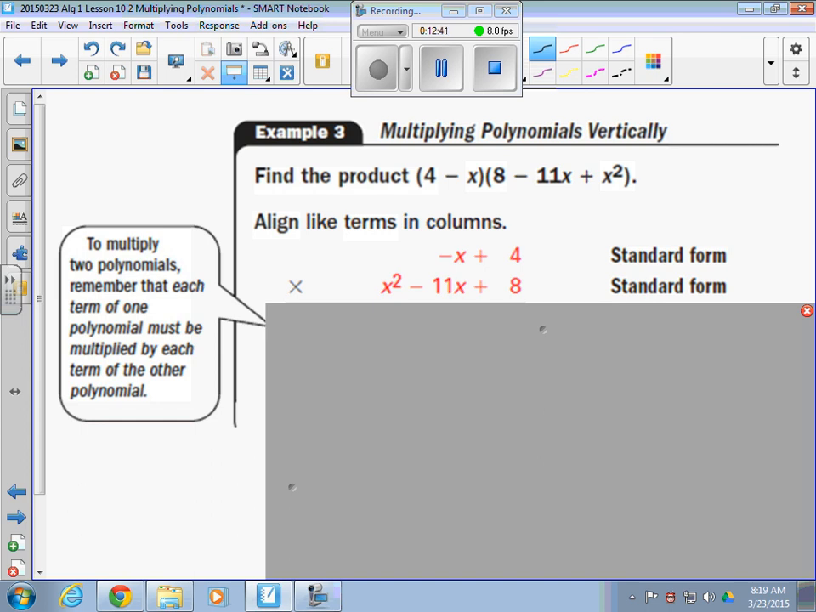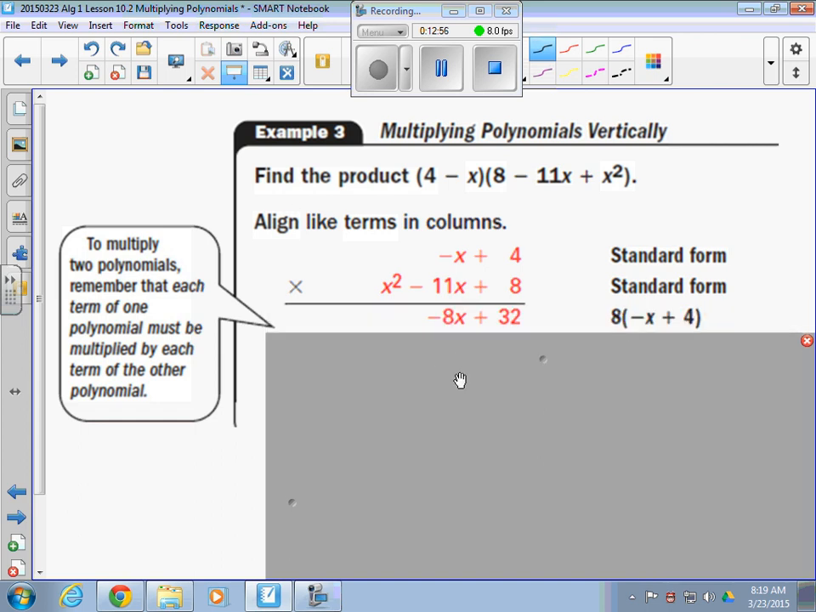Remember from last week what standard form is. Biggest exponent first, then the next biggest, then the next biggest till you get to the one that has no variable at all. That's the constant term. So from here, each term is going to multiply by each term. So right here, this first line is only multiplying 8 times both of them. It's multiplying it by 4 to get 32, and it's multiplying it by negative x to get negative 8x. So 8 times 4 and 8 times negative x.